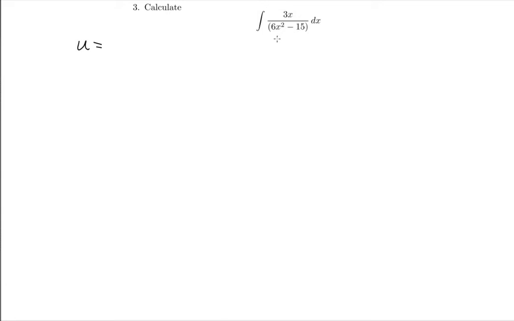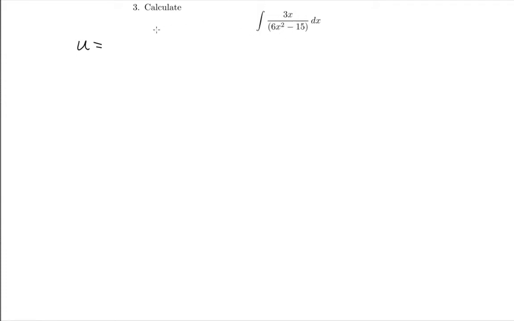And the second thing that you want to look out for is whatever you choose u to be, take its derivative and see if that derivative occurs somewhere else in your integrand, or a constant multiple of your derivative occurs somewhere in your integrand.